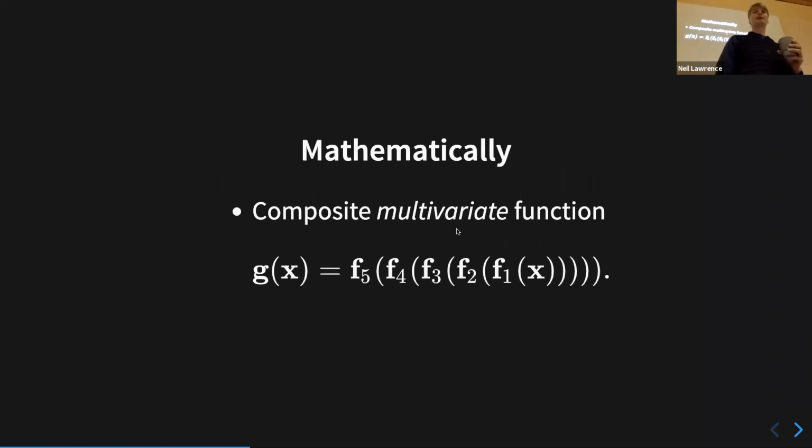You can think of, in general, all neural network models as just composite multivariate functions. It just doesn't sound as good. If you say deep learning, then you get in Wired magazine and on the front page of the New York Times. But if you say it's a composite multivariate function, you don't.